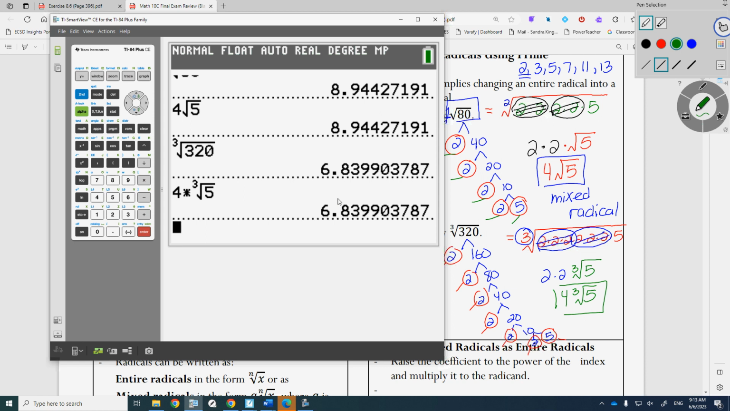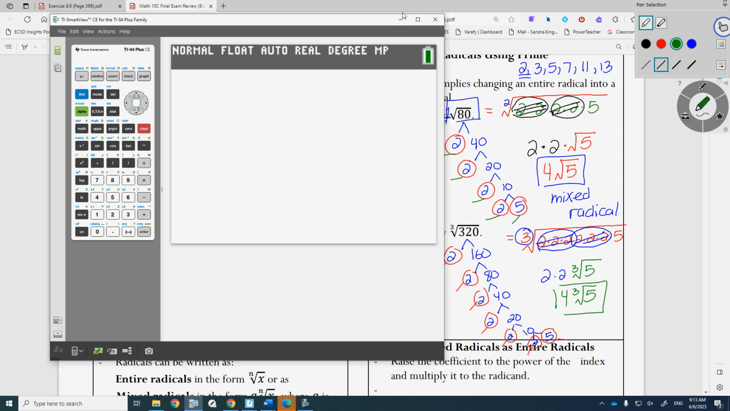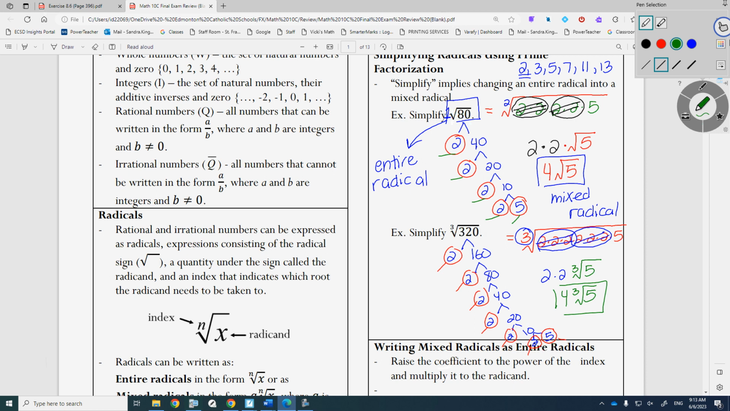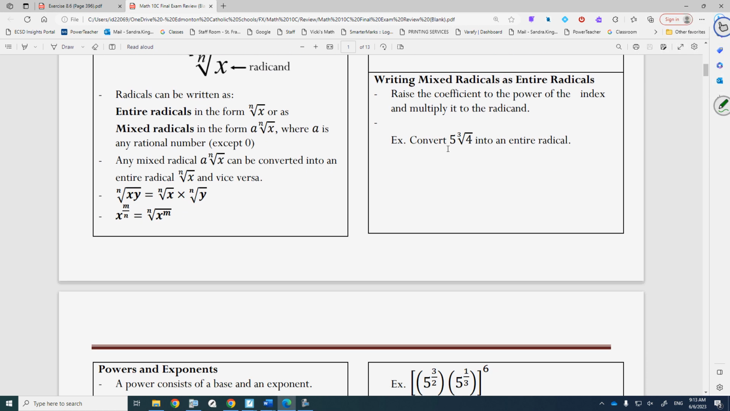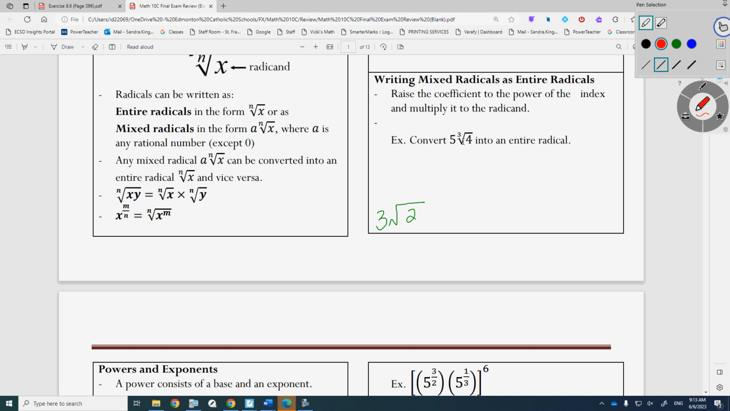Okay. Let's see if you remember how to go in reverse. So what going in reverse would look like, I would give you a mixed radical, and I would say, what would the equivalent entire radical be? So before we do this one, let's do this guy. 3 and the square root of 2. So what we need to do is, if I want to write this as an entire radical, I need to get that 3 back underneath.